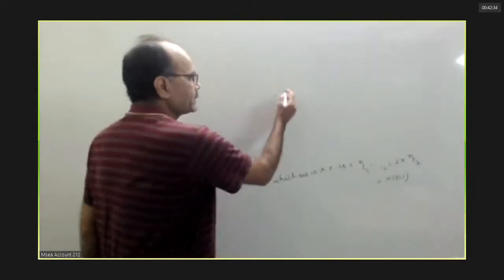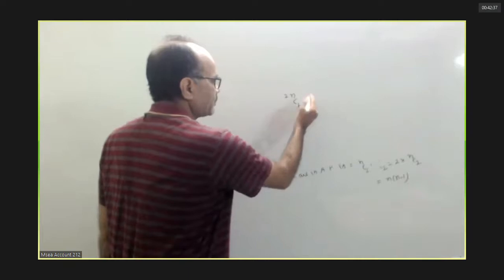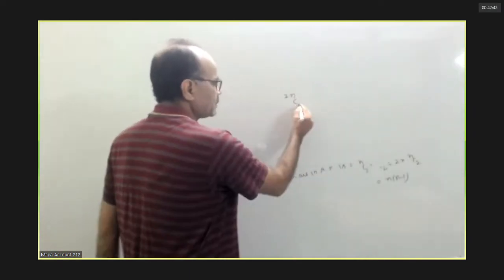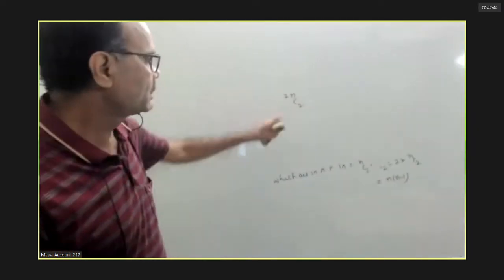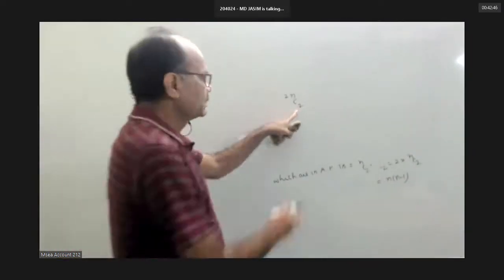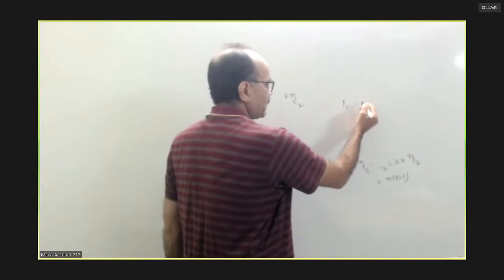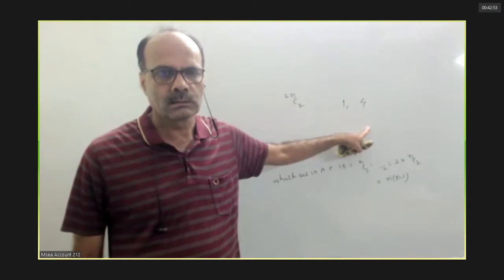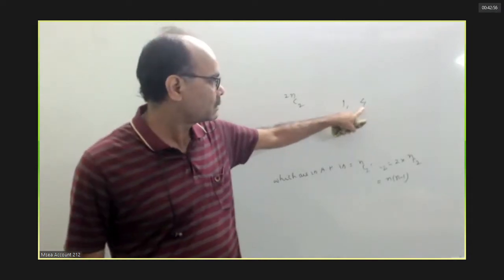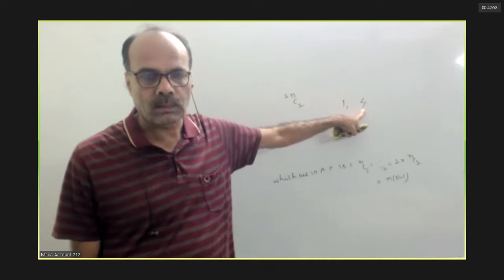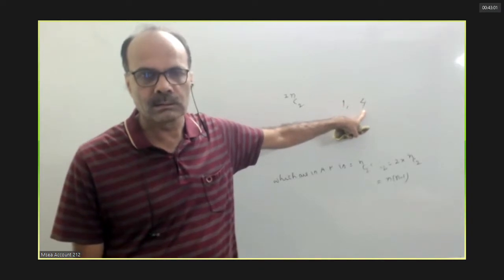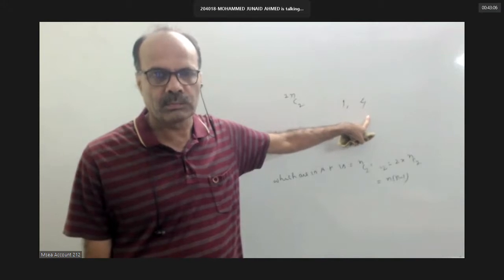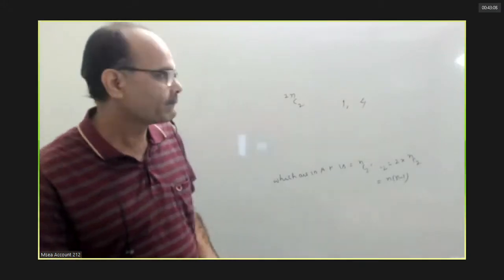See, why not 2nC2? You select any A and C from that group, 2nC2. What is wrong with this logic? These two are A and C, suppose 1 and 4. If A is 1, C is 4, what is B? 5 by 2, that is 2.5. Not possible.